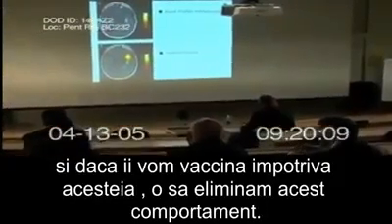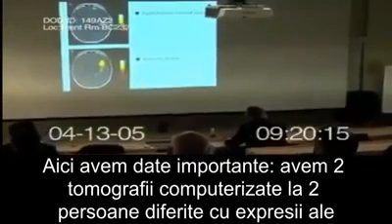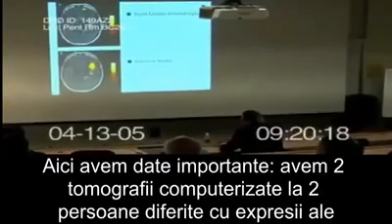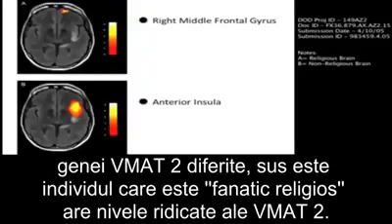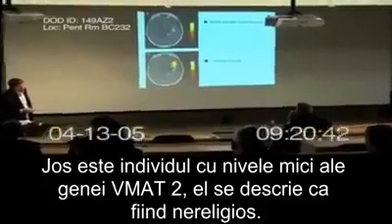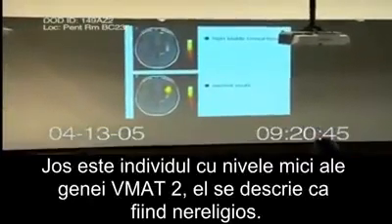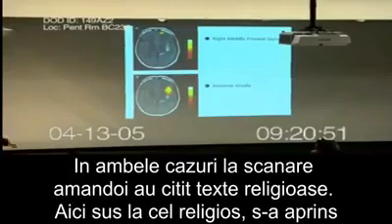So we have some very, very remarkable data in this next slide. Here we have two brain scans. These are fMRIs. These are two different individuals with different levels of expression of VMAT2. On top is a religious fanatic, and we've repeated this numerous times, that has high levels of VMAT2. Now, this individual down here who had low levels of the VMAT2 gene would self-describe as not particularly religious. In each case, these individuals were read a religious text.